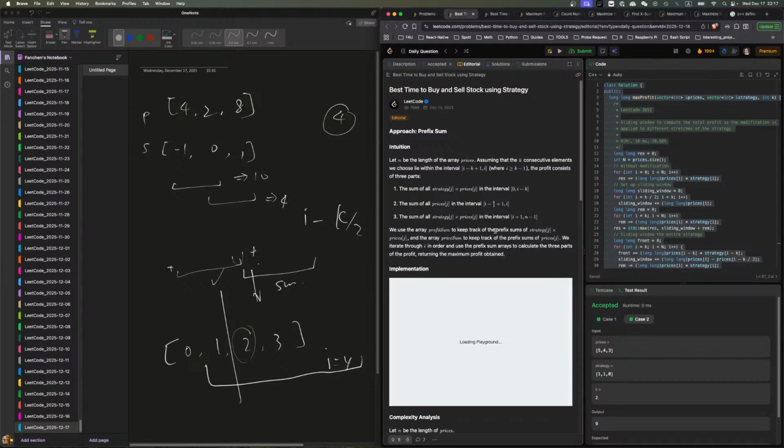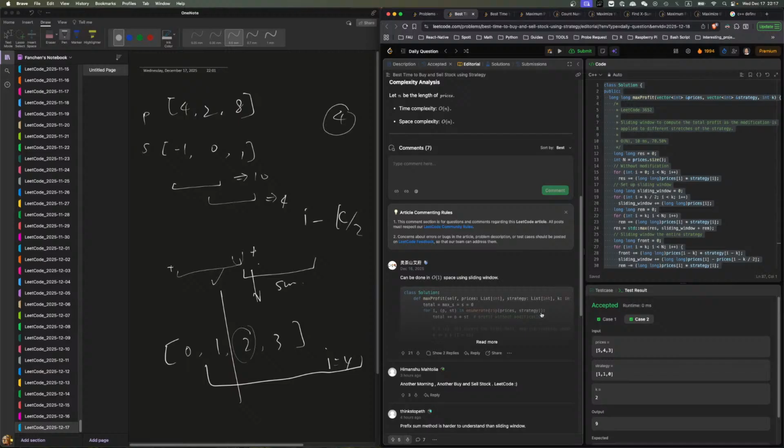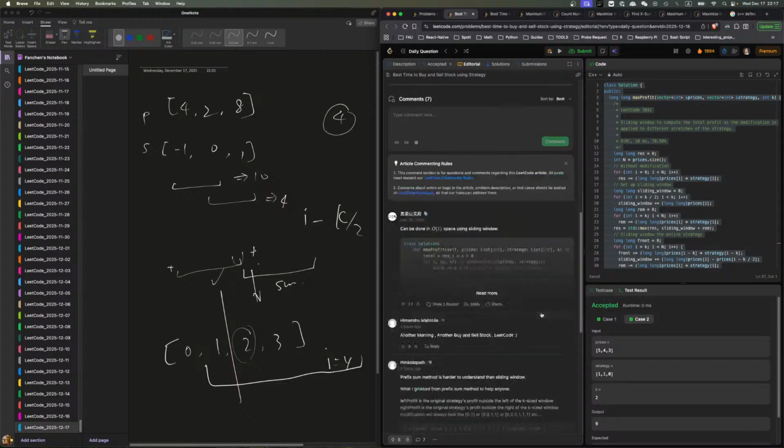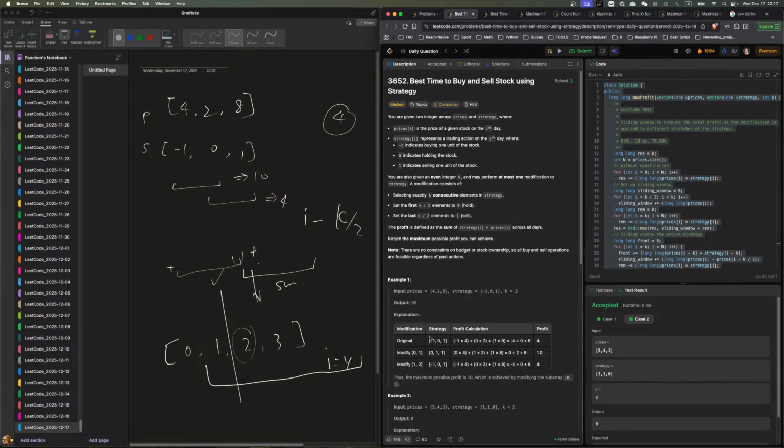Okay, let's check a tutorial. Prefix sum. Yeah, you can do prefix sum. We did sliding window. We're using O(1) space. All right, so that's that. This is actually good. All right, how much time? 14 minutes. Yeah, that's usually how long it takes when things move very smoothly.